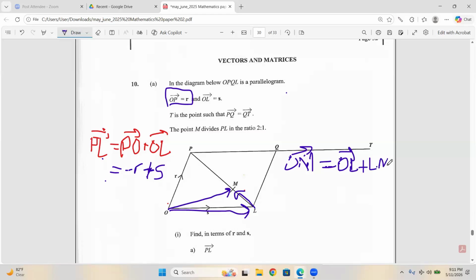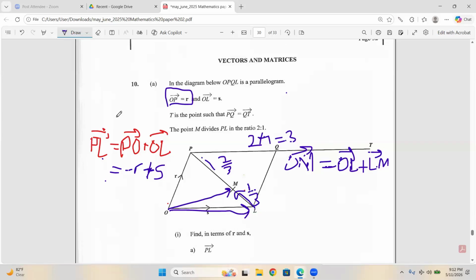Now, the ratio they give us is there to help us. We can add the numbers in the ratio: 2 plus 1 is 3. So the bigger part, from P to M, is 2/3 of PL. And from M to L is what? 1/3. Now, why do I want to change my equation?